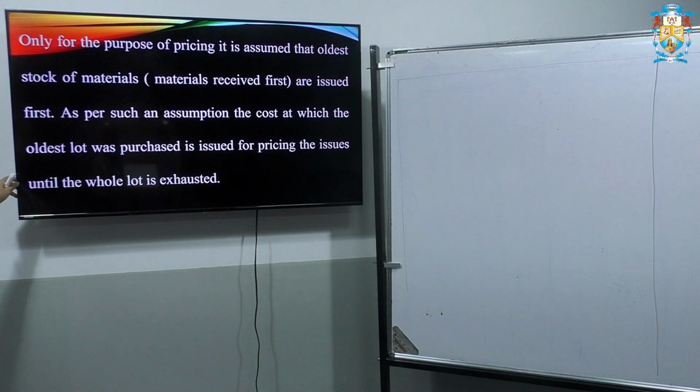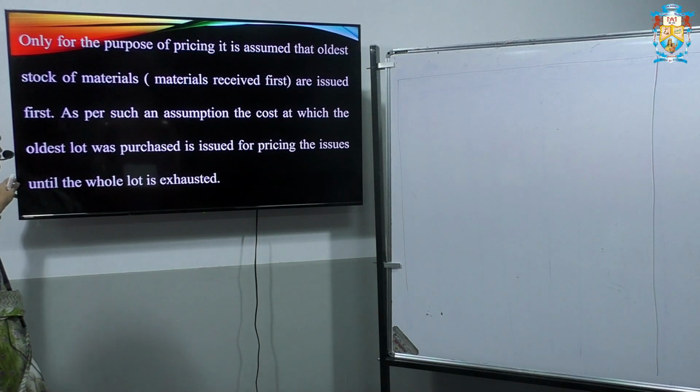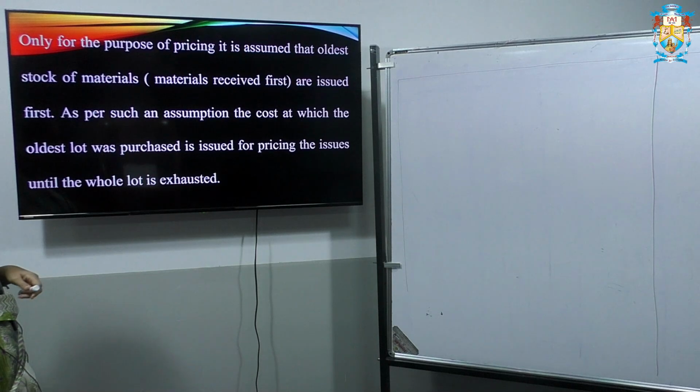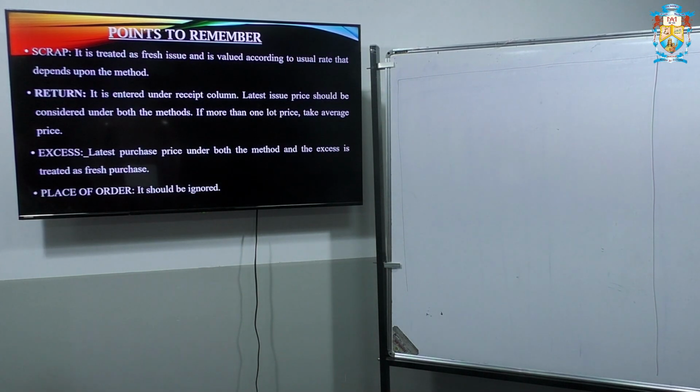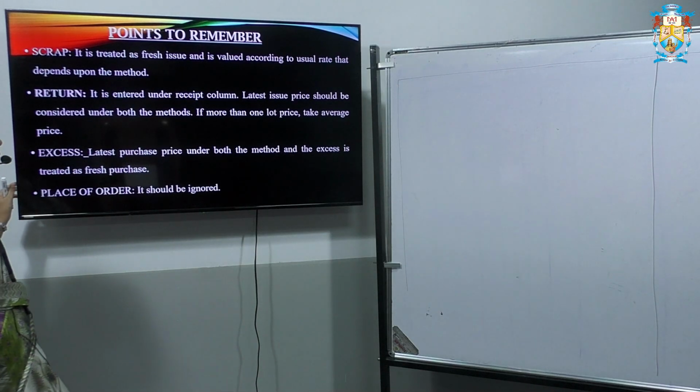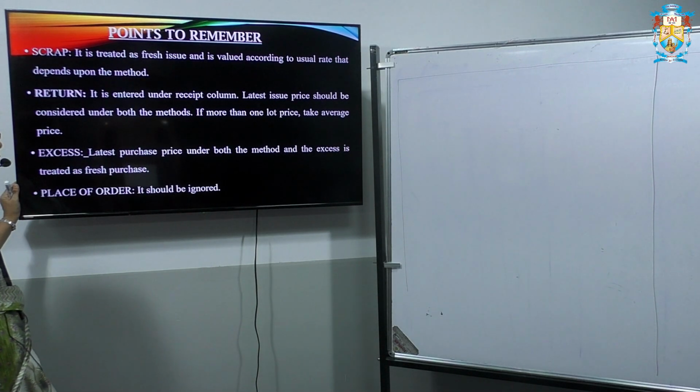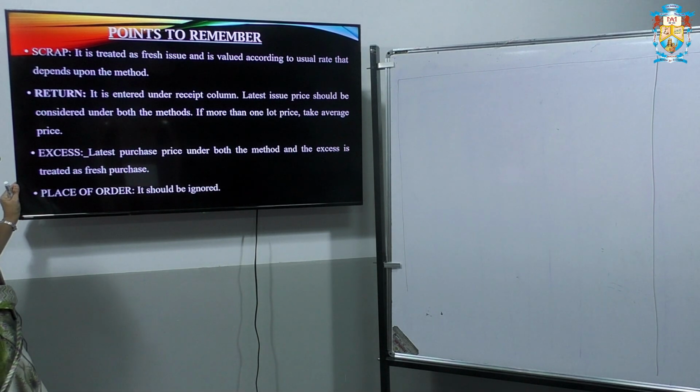For the purpose of pricing, it is assumed the oldest stock of material that is received first is issued first. So this is the assumption: the cost at which the oldest lot was purchased should be calculated, and pricing the issues continues until the whole lot is exhausted. These are the points to be remembered at the time of the FIFO method. That's the first in, first out method.